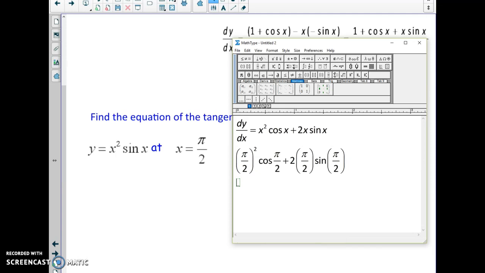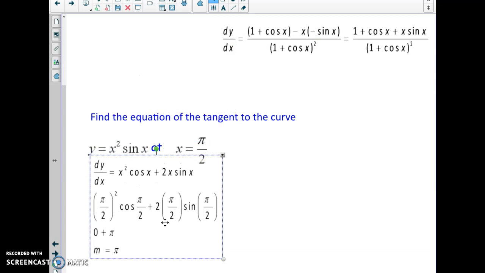Okay, so let's figure out what part is 0 before we do too much calculation. So cosine of pi over 2 is the one that is 0. Sine of pi over 2 is the one that is equal to 1. So we end up with 0 plus 2 times this pi over 2, which just becomes pi. And we said this is equal to 1. So the whole thing is equal to pi. So the slope of the tangent is equal to pi.